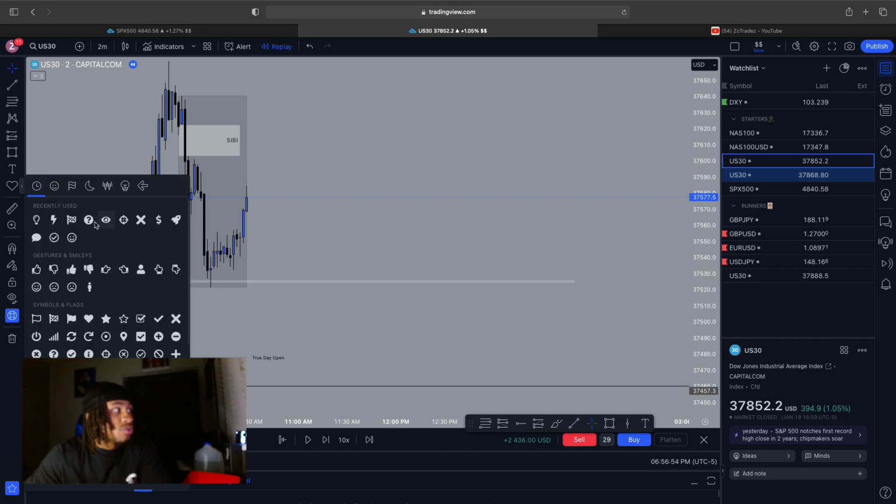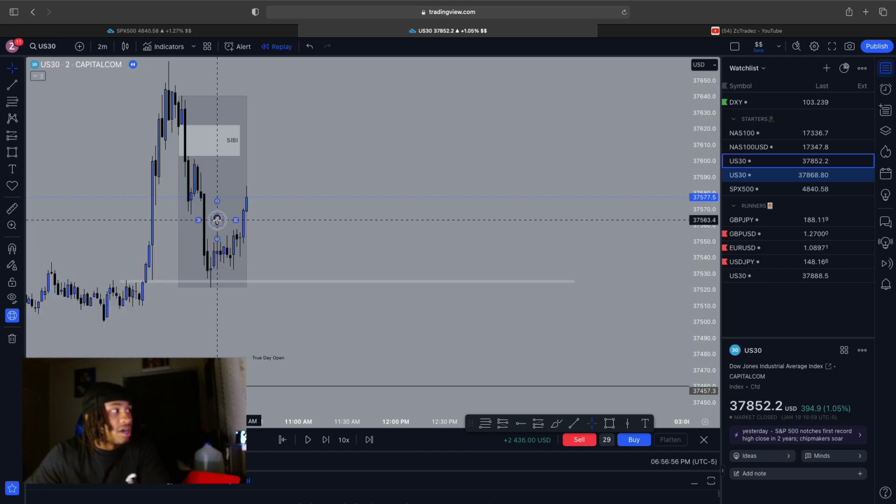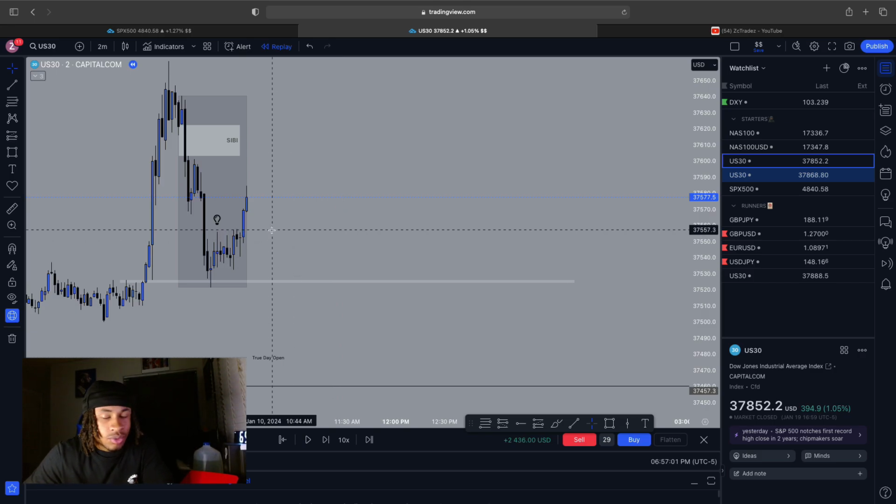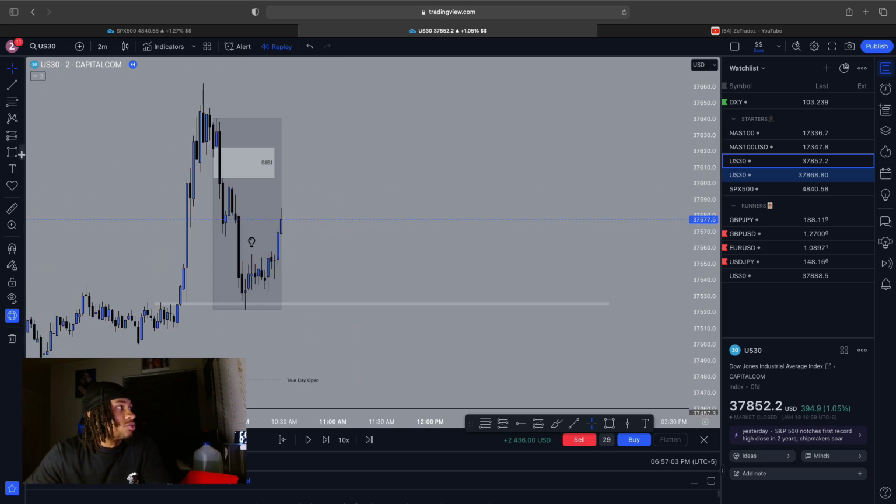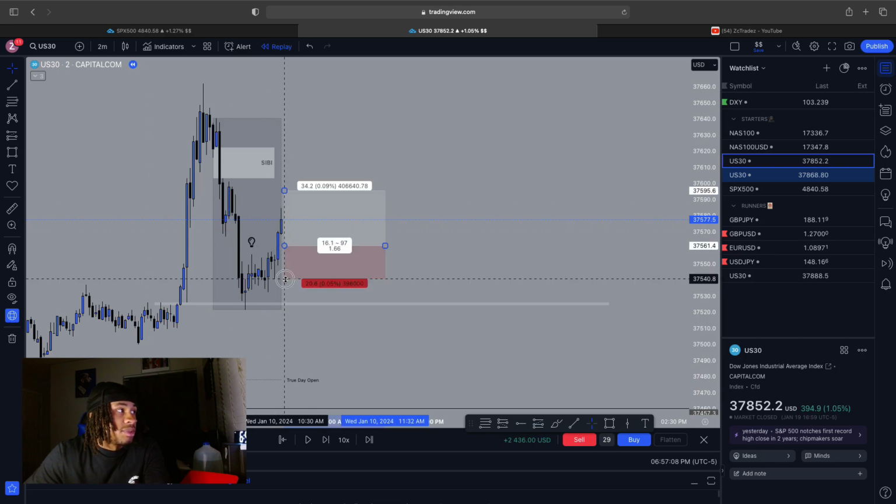Now, if my bias wasn't bullish on the 1 hour chart, I most likely would not be taking this buy. I don't know if this buy is gonna play out, but I most likely would not be taking it if my overall bias wasn't bullish, all right? What I would do is, I'm gonna set my stop right here.